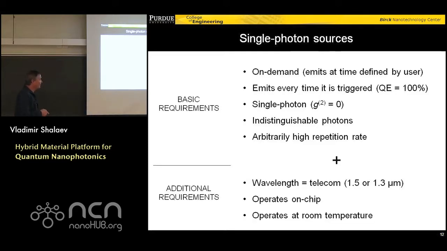And don't forget that eventually you would like to get it into telecom. Either these single photons should already be at telecom wavelengths, which is even harder to make, or at least you should be able to convert them, let's say, from visible to telecom. Because eventually you would send it through a fiber, and that has to be around the telecom wavelengths. Of course, it should operate on chip, and ideally, as I pointed out, we would like to have it all at room temperature. So if you're dreaming, why should you limit your dreams? But that's the criteria for the ideal single photon source.